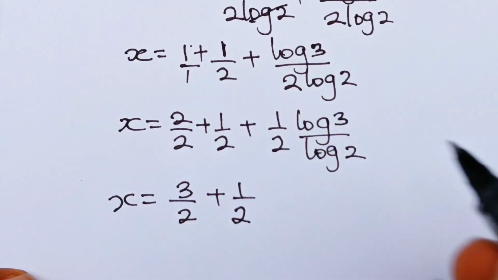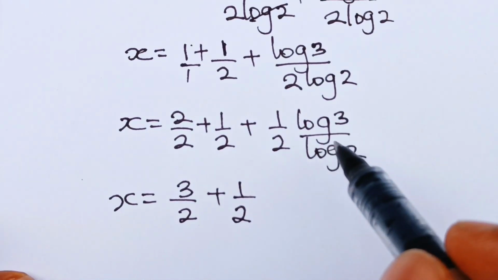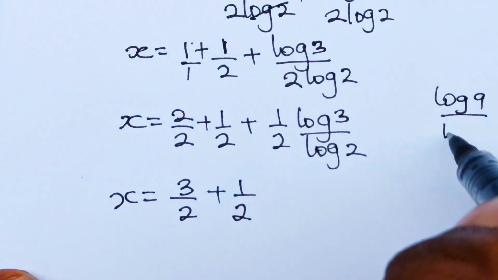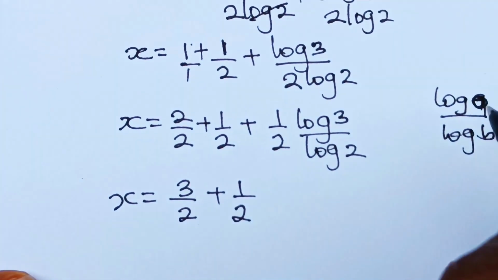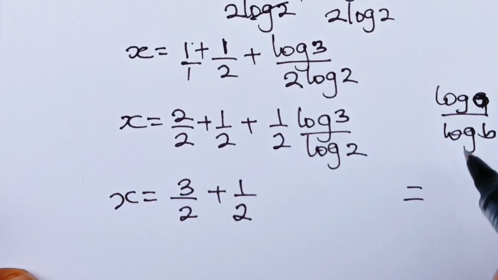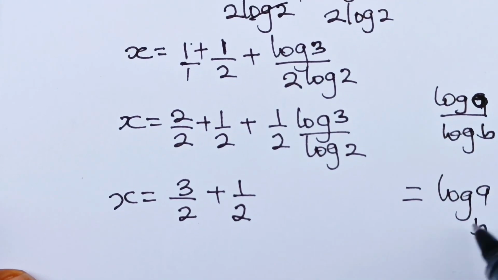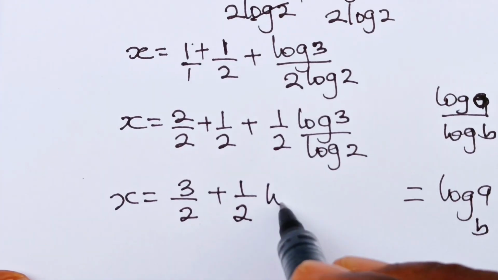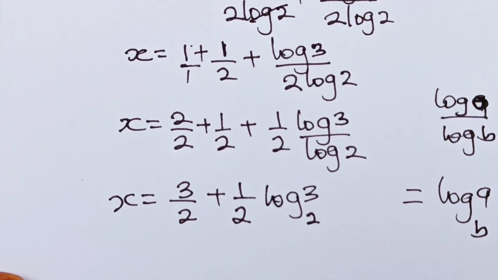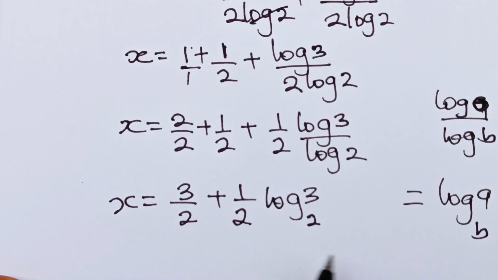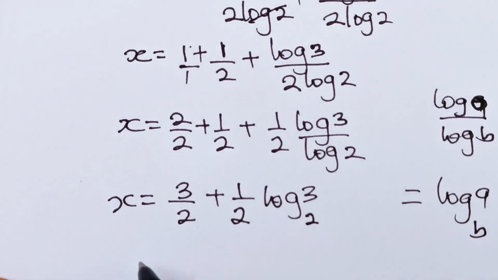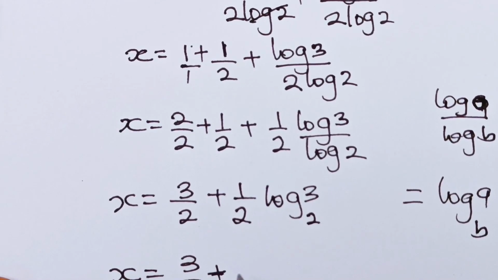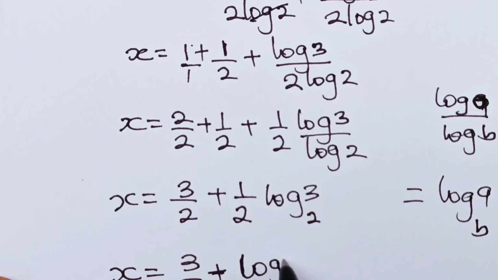Now we are going to introduce this particular logarithm law that states that log a divided by log b is equal to log a base b. That means that we can rewrite this as log 3 base 2. Now we have 2 here and we have 2 here, they are sharing the same denominator, so we can write x is equal to 3 plus log 3 base 2.